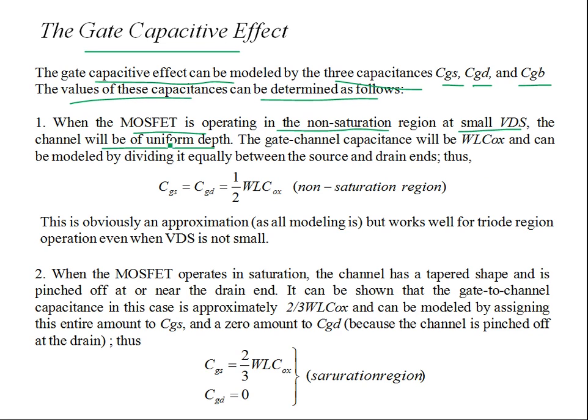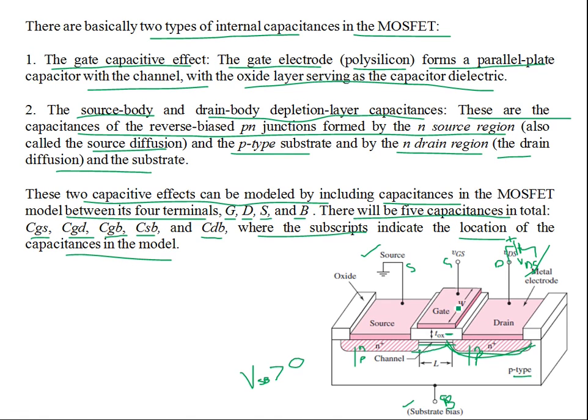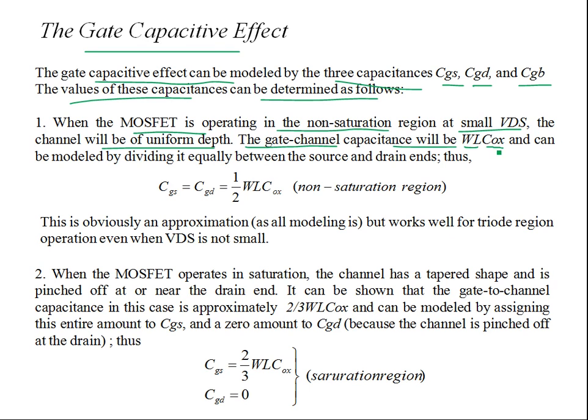Anyway, when VDS is small, the gate channel capacitance will be the area of the channel, that is the width times the length, multiplied by COX. COX is the parallel plate gate capacitance per unit area with the oxide as the dielectric, and W and L are respectively the width of the gate and the length of the channel. It's a rectangular region, so W times L is the area. If you recall, COX is the capacitance per unit area, so W L COX is in farads.